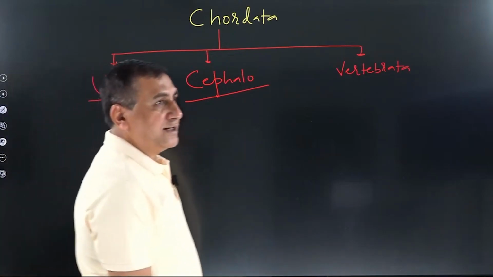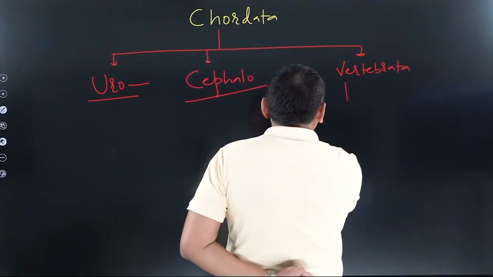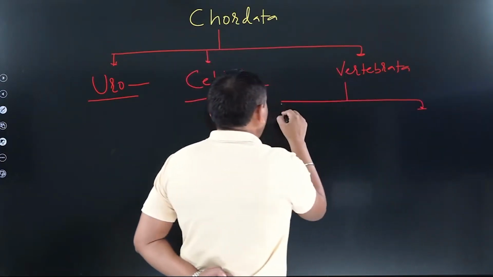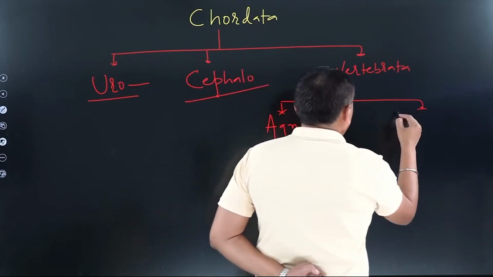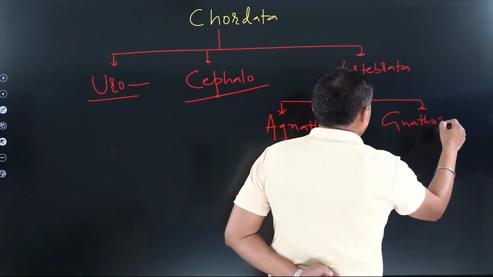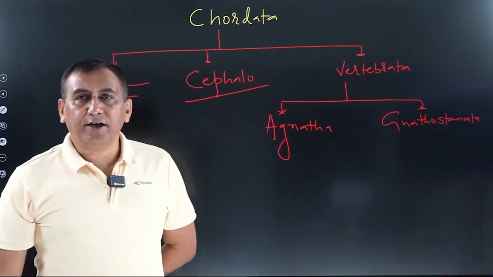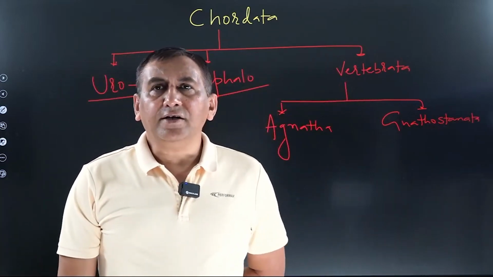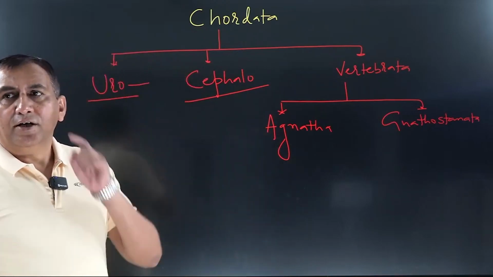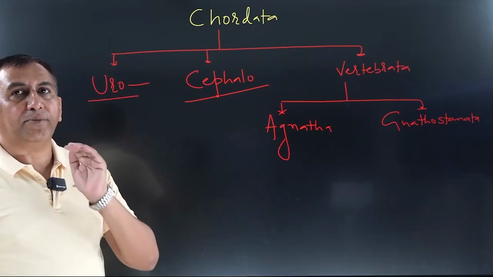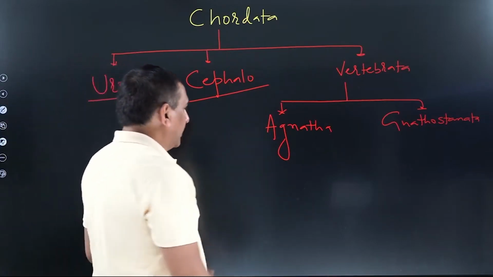Clear? Now, after it, I started the vertebrata. First of all, you have to remember, vertebrata I divided into 2 groups. The first group is known as the agnatha, and the second group is known as the gnathostomata. All vertebrates are chordates, whereas all chordates are not vertebrates, because chordata has 3 subphylum: Urochordata, Cephalochordata, and vertebrata.